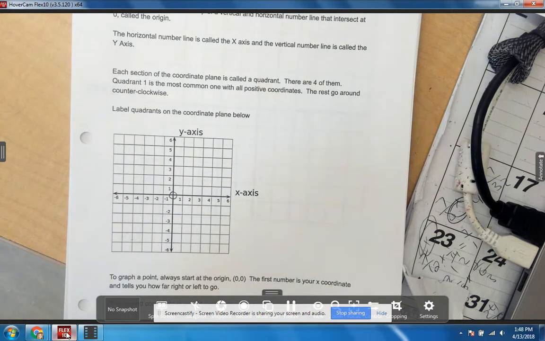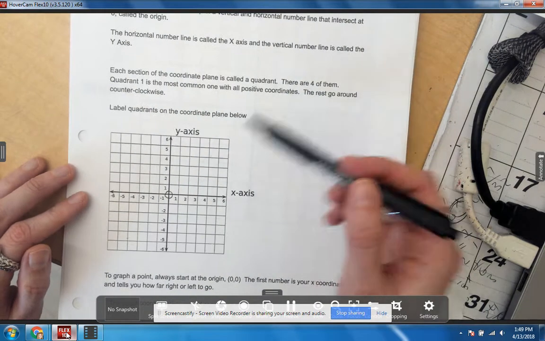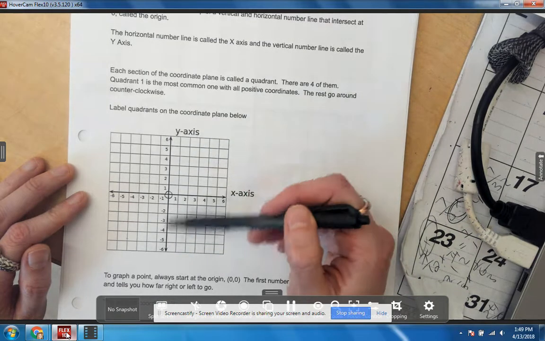I remember that kind of like, because it sounds like a cross, when you hear a cross, you think like X, or at least that works for me. Vertical number line is the y-axis, the one going up and down.